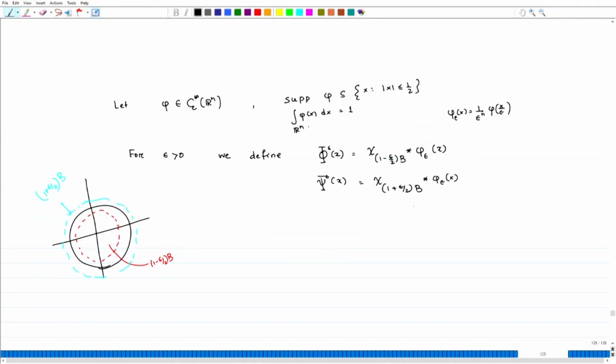It is a smaller ball, and psi epsilon we define to be the indicator of the ball centered at 0 with radius slightly bigger than 1, convolved with the function phi epsilon. So, it is easy to see, let us see how it looks. This is going to be the integral over R^n of chi of the ball of radius 1 minus epsilon by 2 at x minus y, times phi epsilon of y dy.